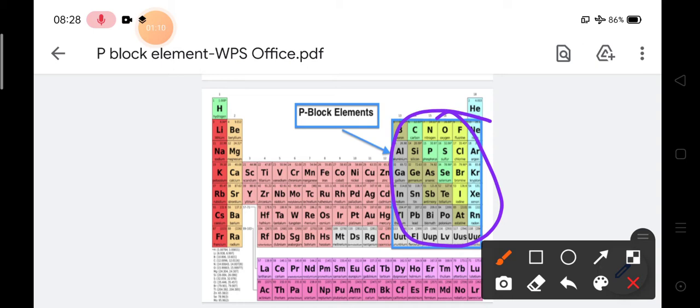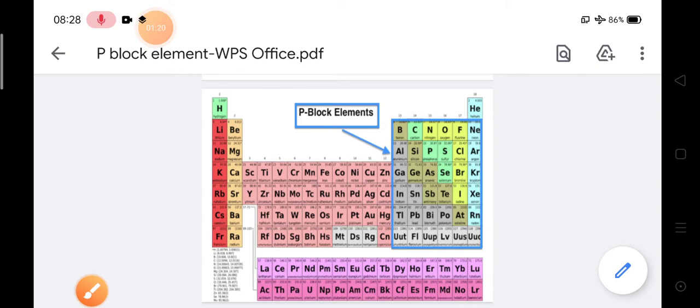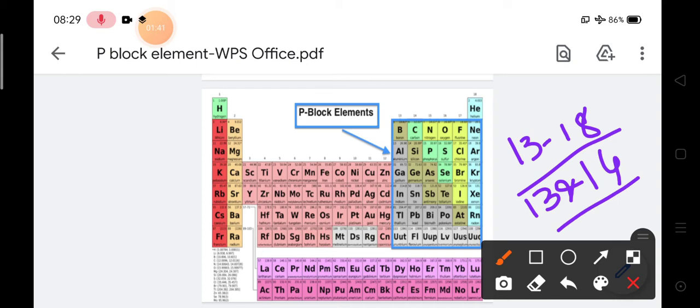These are mainly non-metals, but some metals and metalloids are there as well in the P block elements. The P block starts from group number 13 to group number 18. But in our syllabus, that is in our class 11 syllabus, we have only two groups, that is 13 and 14. So from 15 to 18 we will discuss in the next class, that is in class 12.